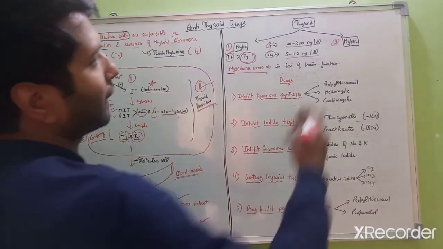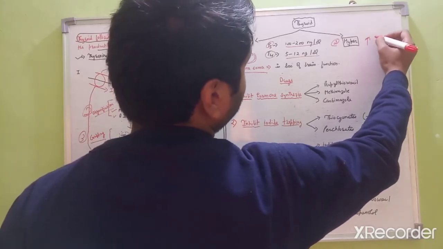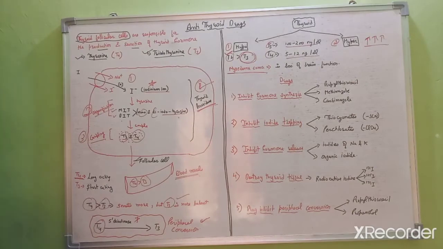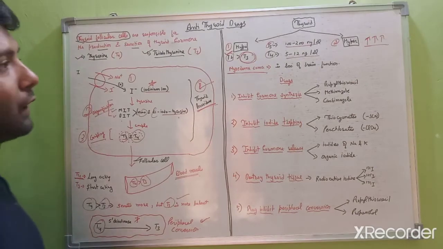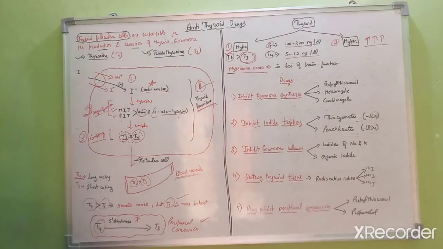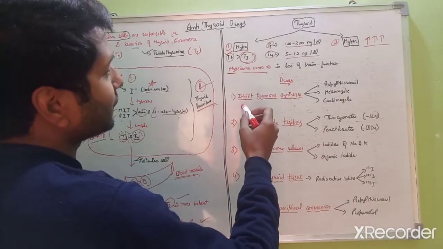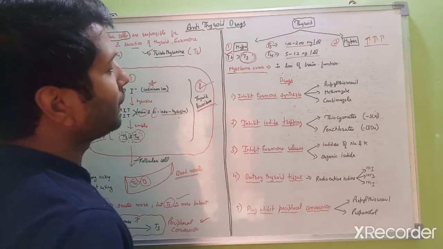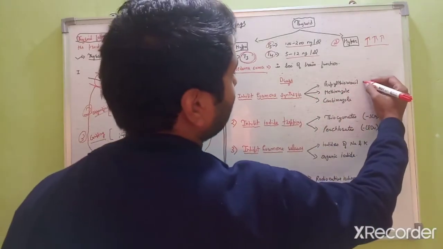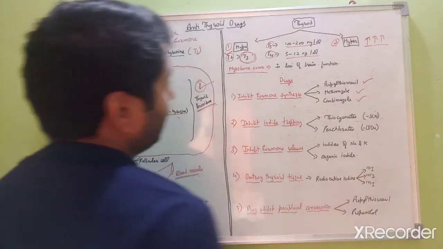Next are the drugs for hyperthyroidism. In this there is a greater amount of thyroid hormone in the body, so we have to decrease it to a normal level. These are the drugs for the management of the hyper condition. The first category of drugs is inhibition of hormone synthesis. In this we have drugs like propylthiouracil, methimazole, carbimazole.